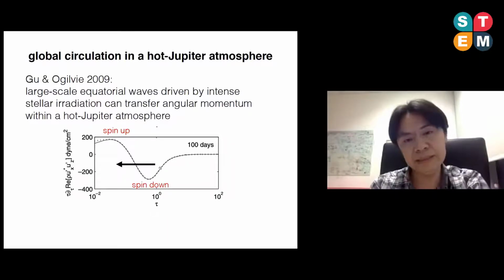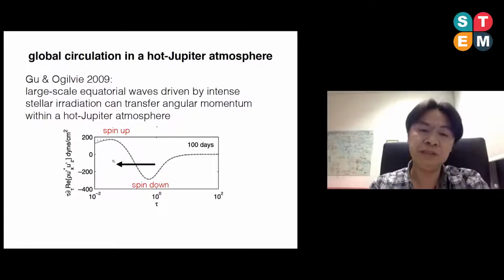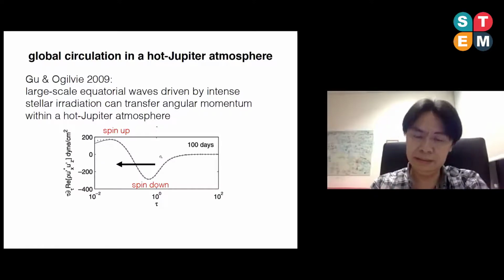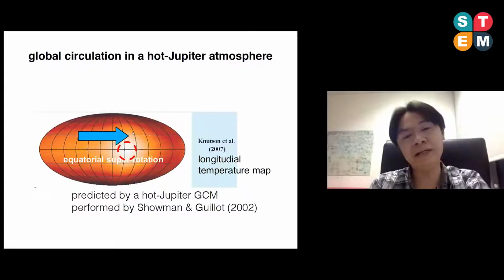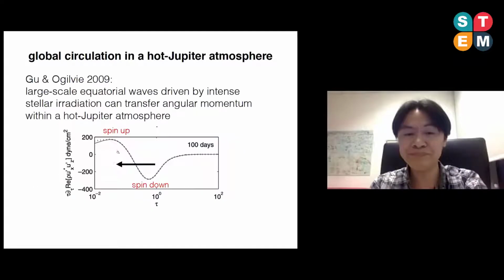So you can see this, the wave actually brings angular momentum from the bottom of the atmosphere to the upper part of the atmosphere, therefore spinning up the upper part of the atmosphere. Of course, in this scenario, there's only this angular momentum transfer in the radial direction in the atmosphere, and it's not clear how the angular momentum can be transferred to the equator.